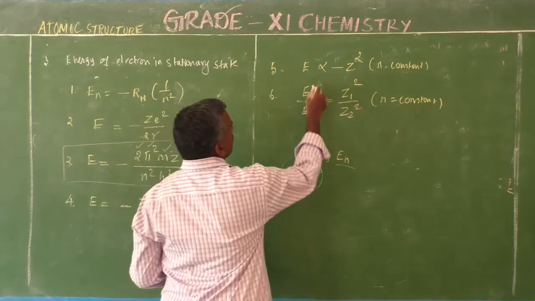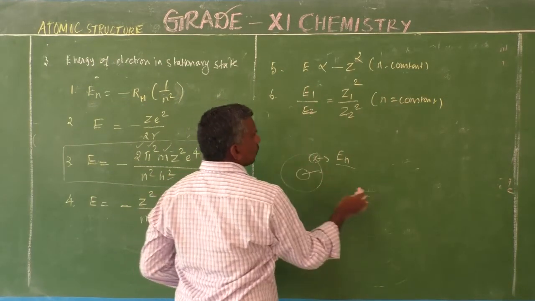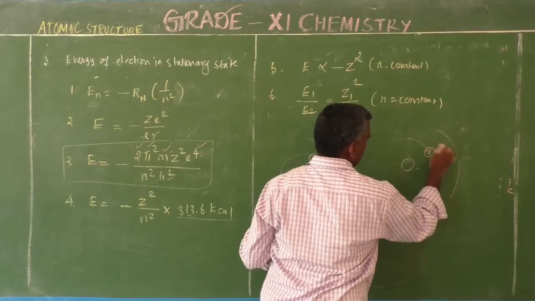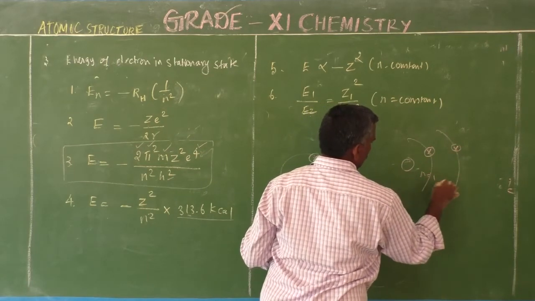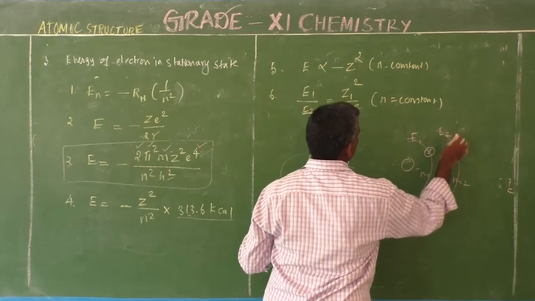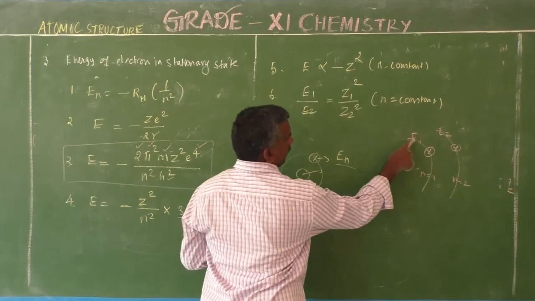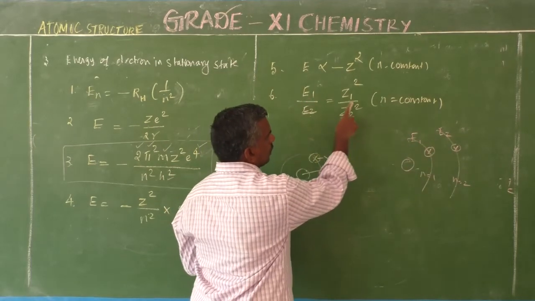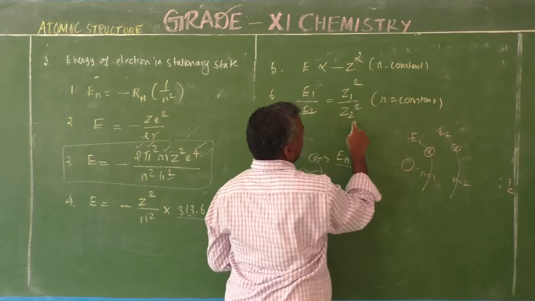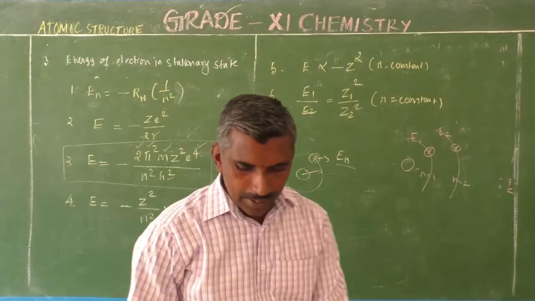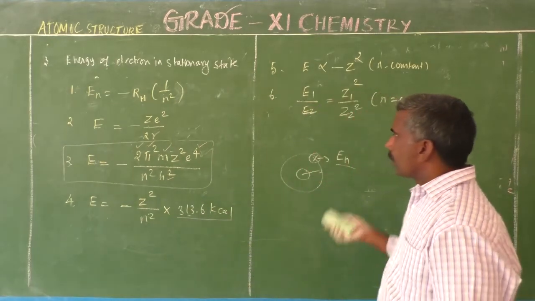Now E1 by E2. Here n is a constant. Now this is the correlation. For the same n, this electron energy E1 by this electron energy E2 is equal to Z1 squared by Z2 squared. Okay. This is the sixth formula that we wrote down.